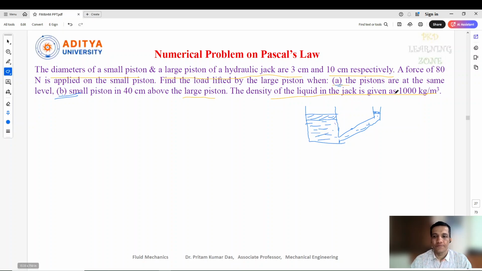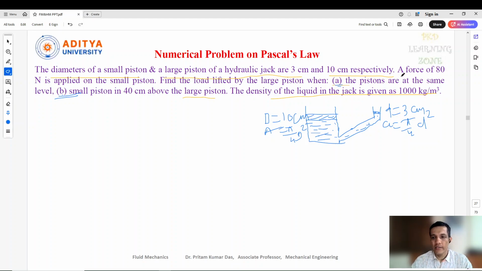Okay, now this is the large piston side where the diameter is 10 centimeter. This is capital A, we can say, and this is capital D diameter, so that we can calculate the capital A, pi by 4 D square. Similarly, here also the small d is given, that is 3 centimeter, and here we can calculate the small a, pi by 4 d square. Okay, similar method we can calculate.